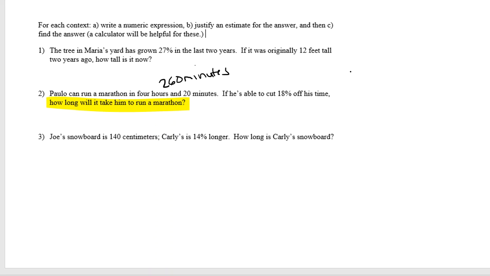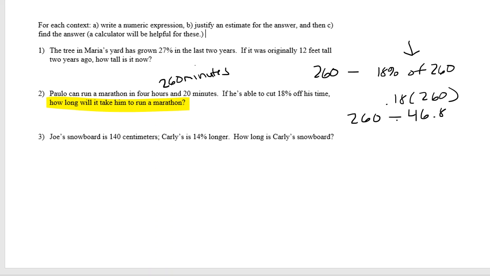Okay, so we would find 18% of 260, and then we would have to subtract that from 260, and we take care of this multiplication first. So we would do 0.18 times 260, which is going to be 46.8, okay? And then we would take 260 and subtract 46.8, and that gives us 213.2 minutes.